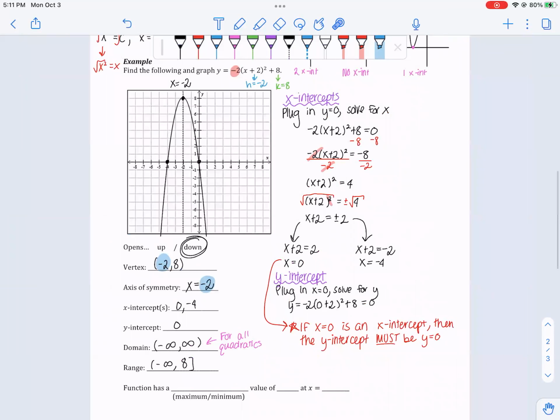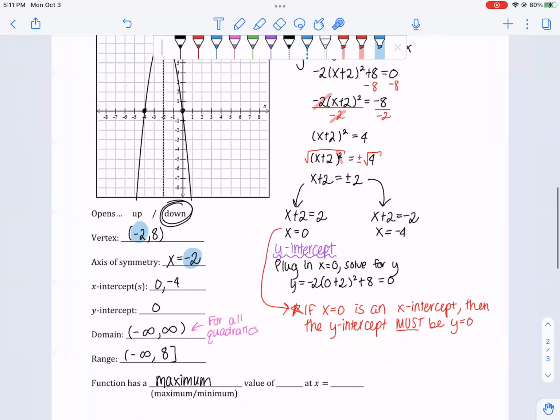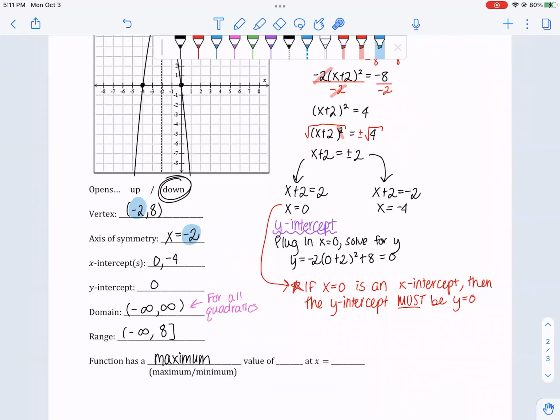If we look at our function, the function is going to have a maximum because it opens down. It has a maximum value of blank at x equals blank. The way that this works, the maximum or minimum of a quadratic only occurs at the vertex. So the maximum or minimum value of a quadratic is talking about the y value of the vertex.